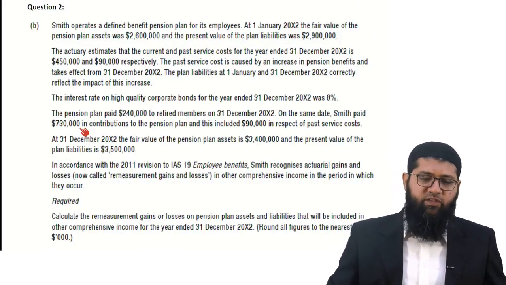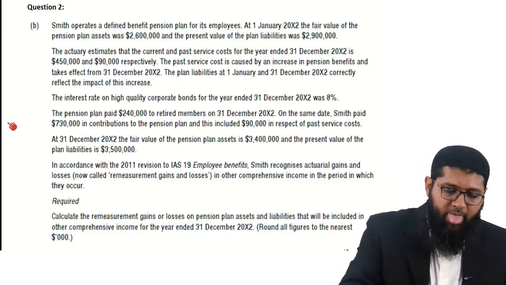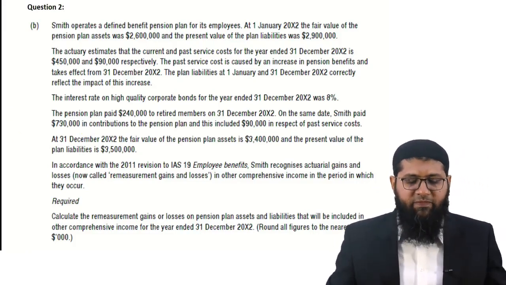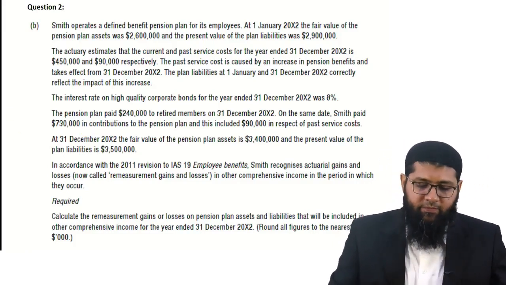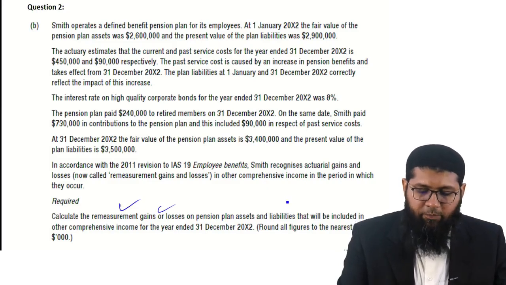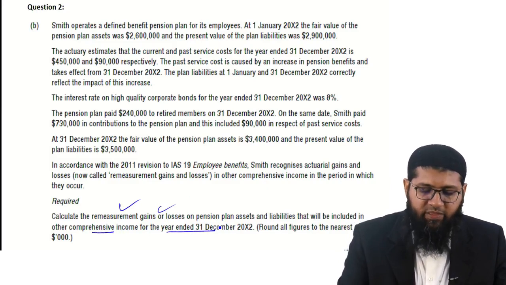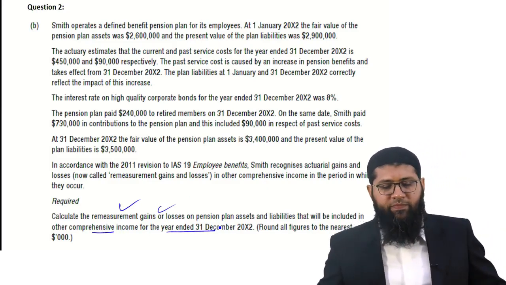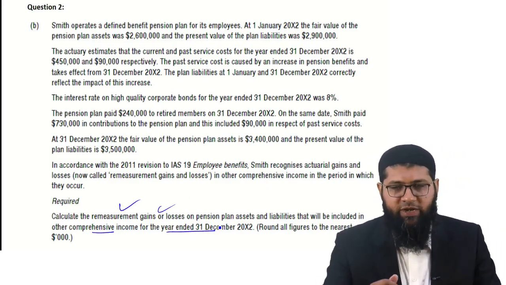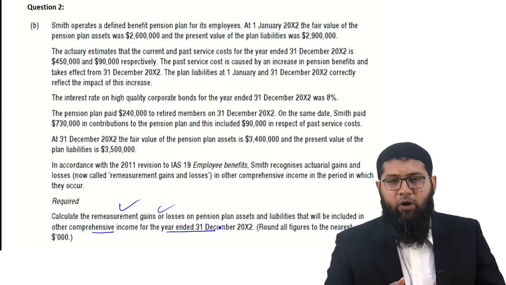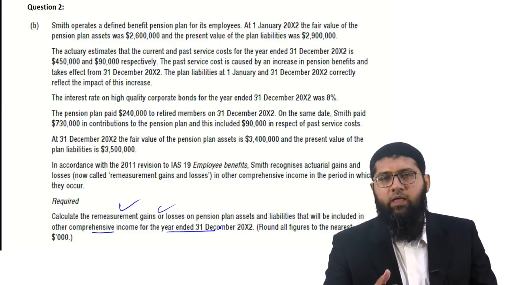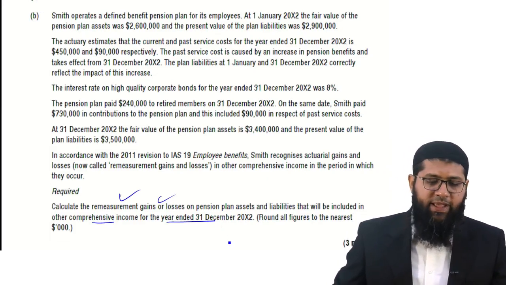We now have got this question, the name of which is Smith. From the perspective of Smith, the requirement is calculate the remeasurement gains or losses on pension plan assets and liabilities that will be included in other comprehensive income for the year. Now, in this specific question, I would actually try to guide you people about another way of computing this defined benefit liability accounting.